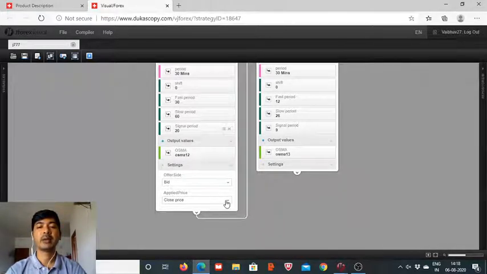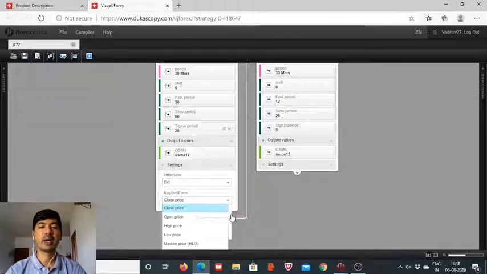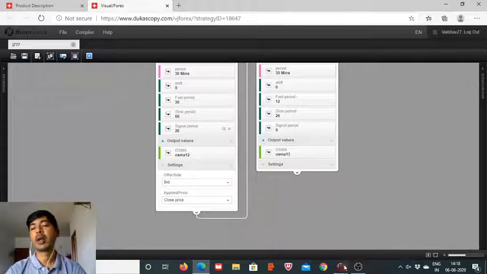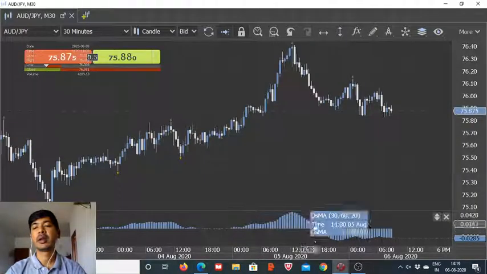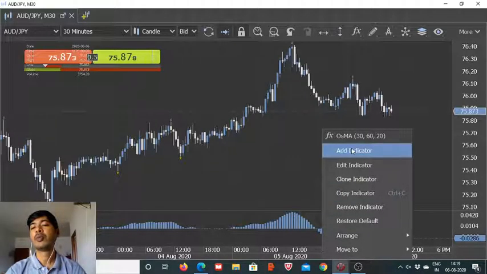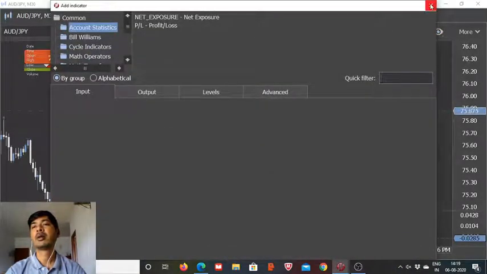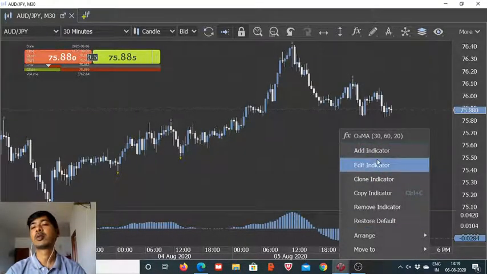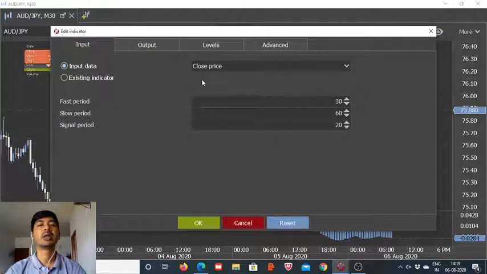The applied price, now coming to the applied price, the close price, open price, high price, low price, median price, typical price, or weighted close price, or even time can be used as different input parameters. And here we will try to see how the changes in the applied price lead to the change in the output value.